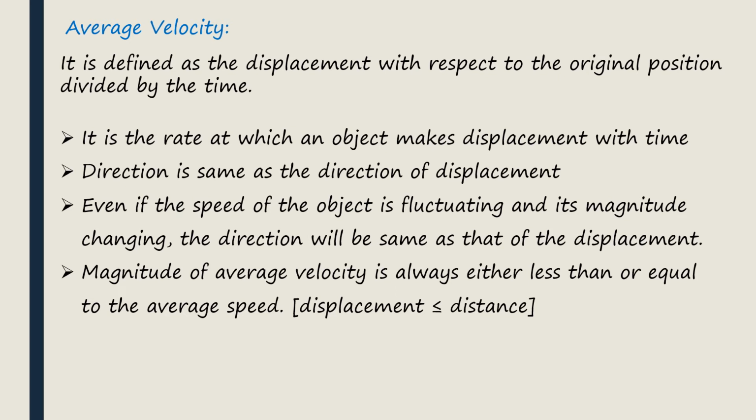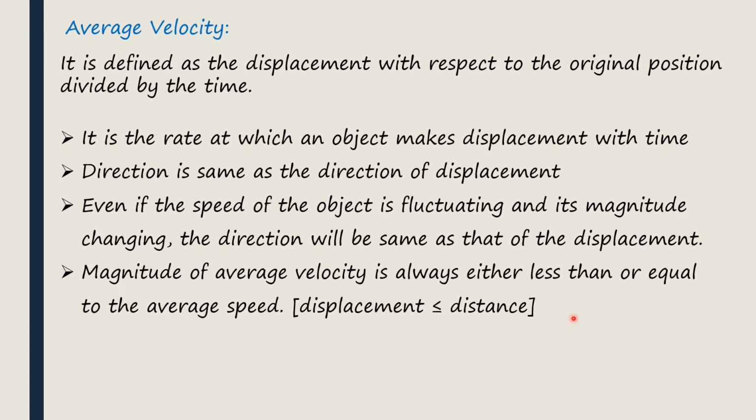The next thing is the magnitude of average velocity is always either less than or equal to the average speed. It can never be more. Why? Because in average velocity we use displacement, in average speed we use distance, and we know that displacement is always less than or equal to distance. So because of this concept, average velocity will also be less than or equal to average speed.